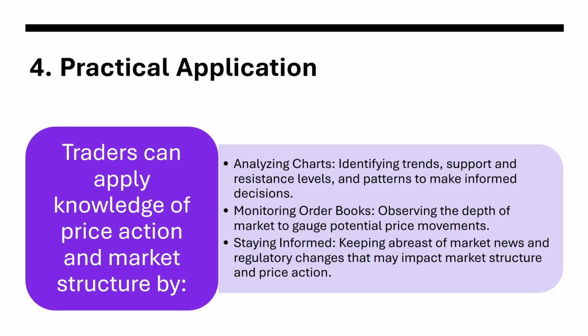Next, there's monitoring order books. The order book reveals the depth of the market by showing buy and sell orders at different price levels. By observing where large clusters of orders are placed, you can gauge potential price movements. For example, if you see significant buying pressure at a certain price level, it might act as support and prevent prices from falling further. Lastly, staying informed is crucial.